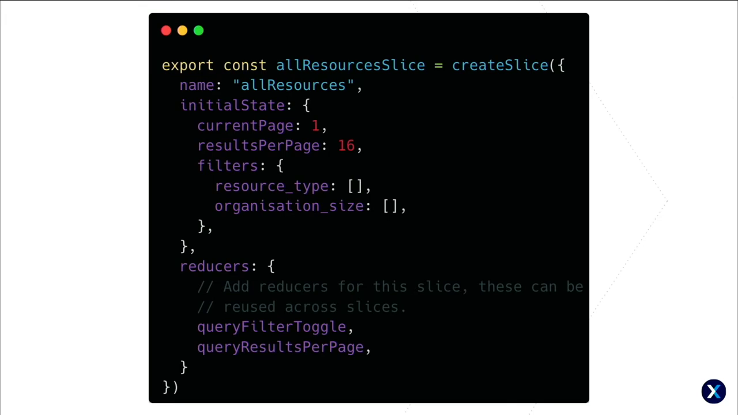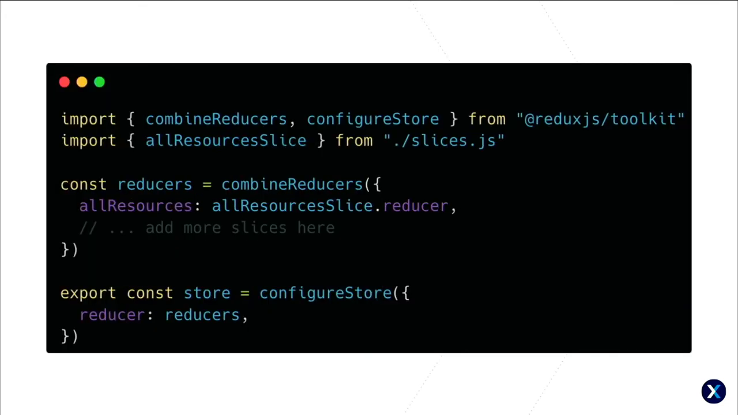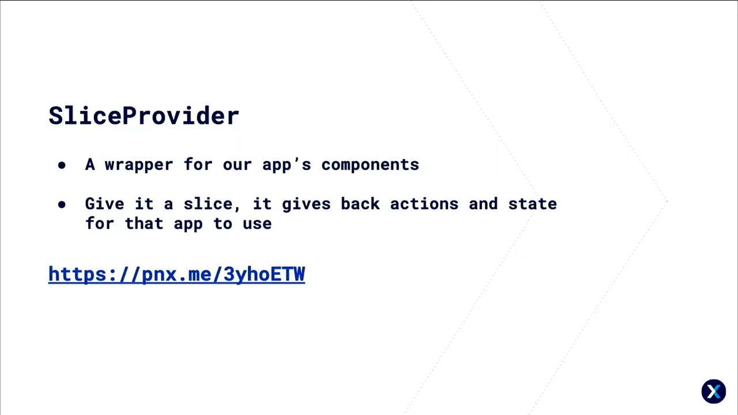And of course, those reducers can be reused across multiple slices, but you can apply them to only one slice at a time if you want to. So setting up the store, we just combine all our reducers from our slices and then create our store from that.